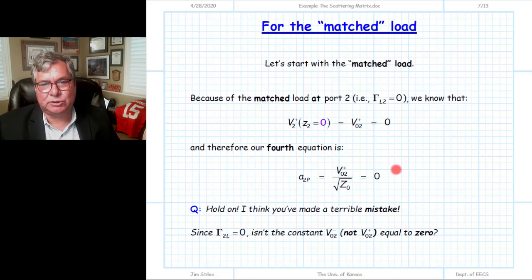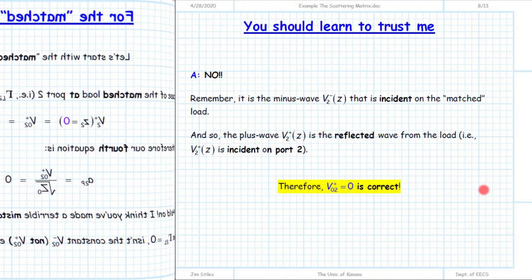Now, oftentimes students will mess this up and come up with a different result. They will tell me that the B wave, the scattered wave from port 2, is equal to 0. And why is that? Well, again, we've talked about this earlier. It depends on our definition of incident and reflected, and our definitions of plus wave and minus wave, or correspondingly A and B.